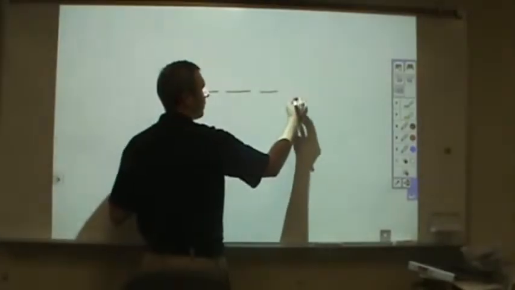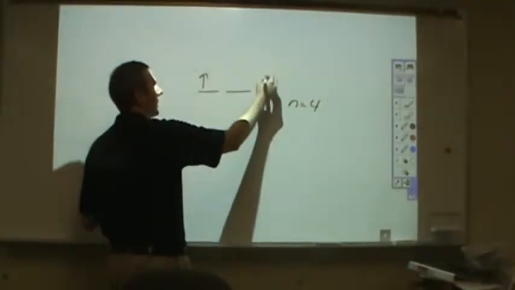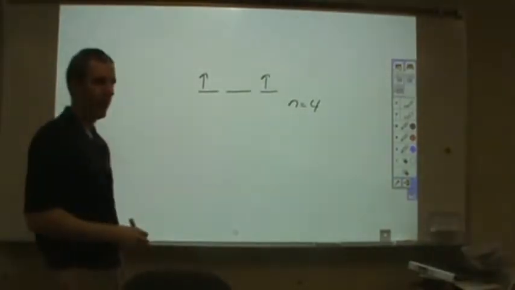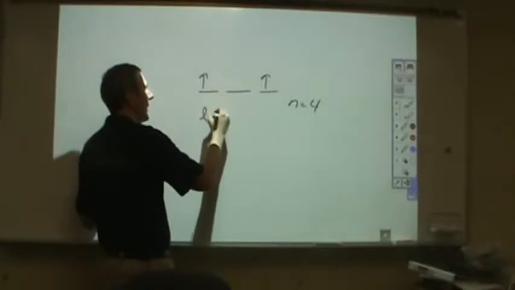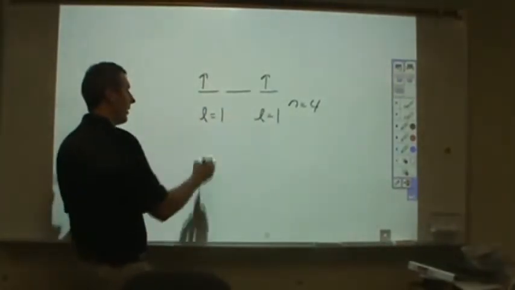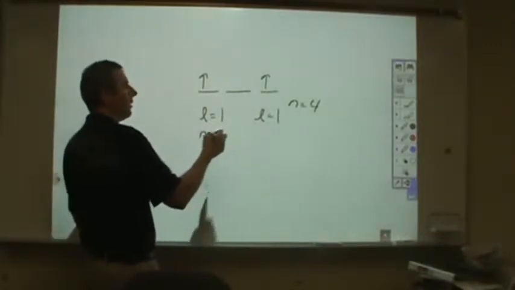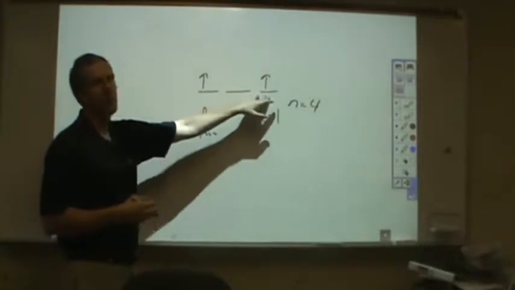So let's say that I'm in the 4th energy level, and I have a set of p orbitals, and I draw an electron like this, and an electron like that. And I say, what are the quantum numbers? Well, obviously n equals 4, because I said so. L for these is going to be 1 for each. M, I have options. One of these orbitals is -1, one is 0, and one is +1.